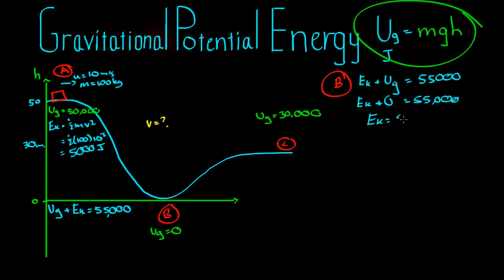Therefore EK equals 55,000, which equals a half m, which is 100, v squared. And if you solve this, you get v is equal to 33.2 meters per second, which is faster than the original answer we found, even though my original answer was an approximation. If you found the exact answer yourself, this speed would be faster than that because the cart starts with some energy. So now let's find the velocity at C.